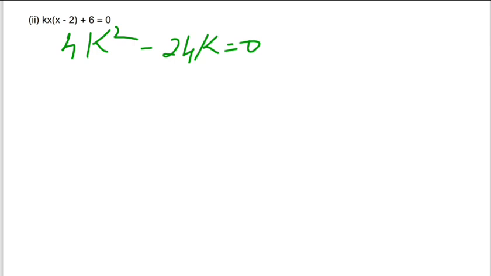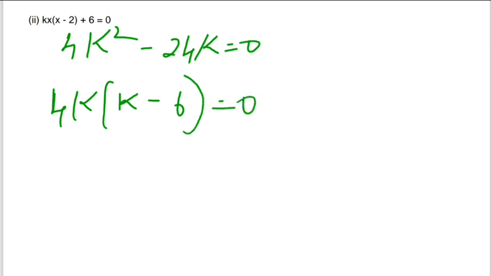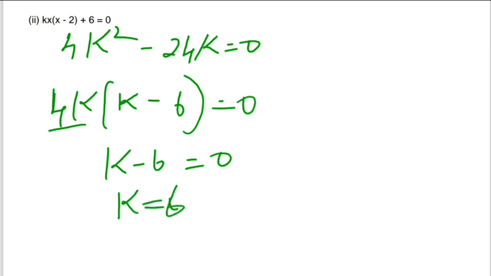Now let's take 4k as common, since 4k is common for both of them, so you can just take it easily. So k minus 4 sixes are 24, so 6, is equal to 0. So if we take 4k to RHS, then k minus 6 is equal to 0. Then k will be equal to 6. Okay, k will be equal to 6.